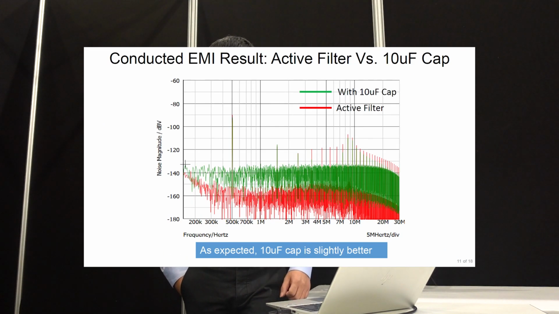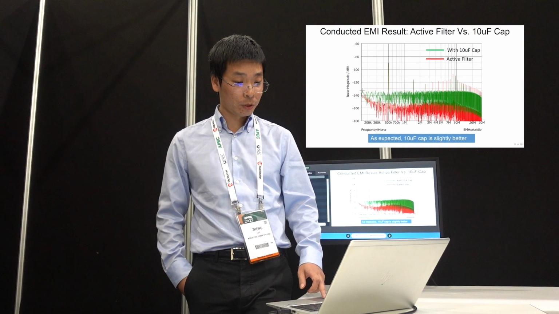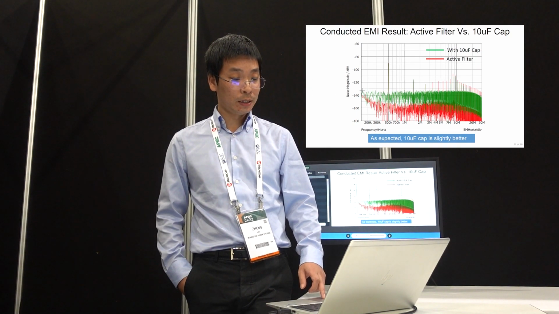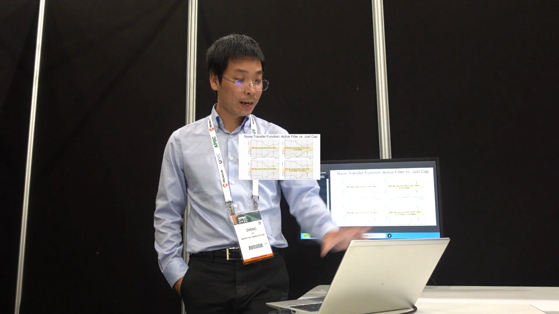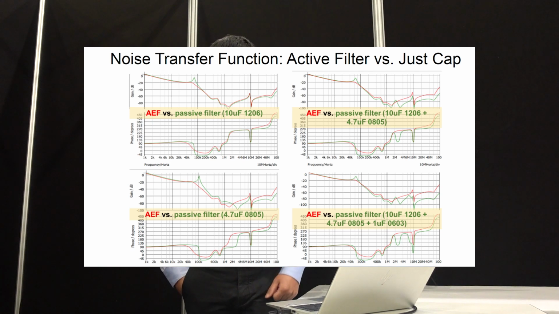And you can verify the result here. If we pick a frequency in the high-frequency range from here, you can see that the cap is actually better than the active EMI, which verifies the idea of looking at the gain curve. So a few points I want to add here.